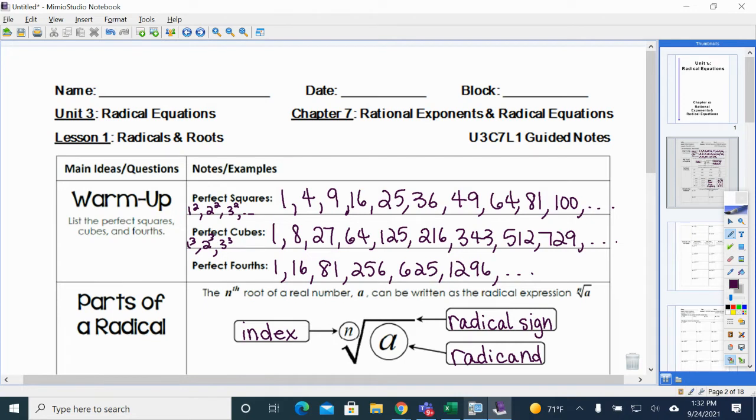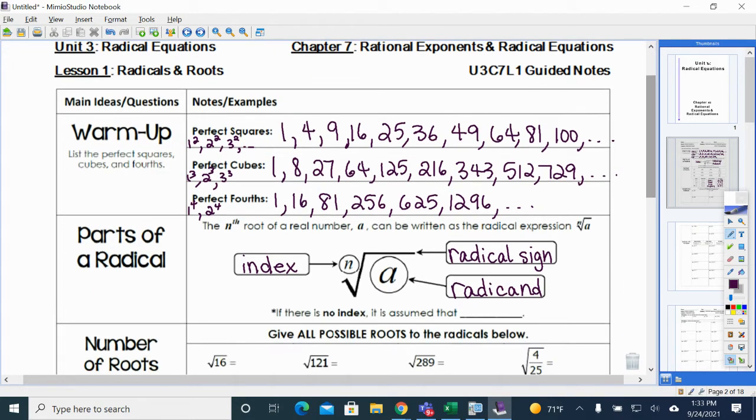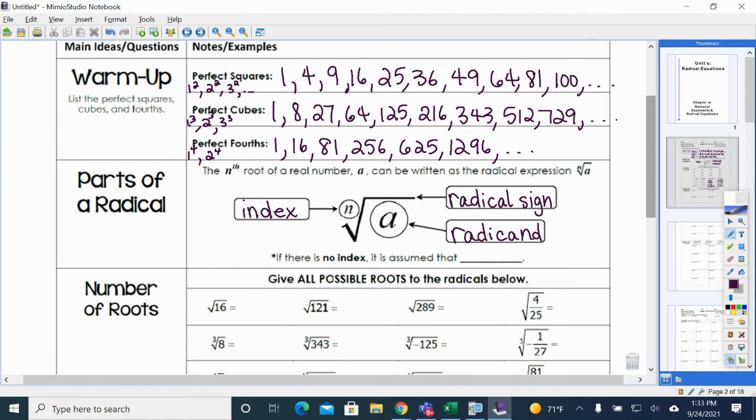Now for your perfect fourths, 1 to the 4th power is 1, because 1 times 1 times 1 times 1 is still 1. 2 to the 4th power means 2 times 2 times 2 times 2, which is 16. 3 to the 4th power is 81, and so on. So the numbers I have listed here, the 1, 16, 81, 256, 625, 1296, and so on, are numbers that we refer to as perfect fourths. And again, it wouldn't be a bad thing if you could recognize some of those.